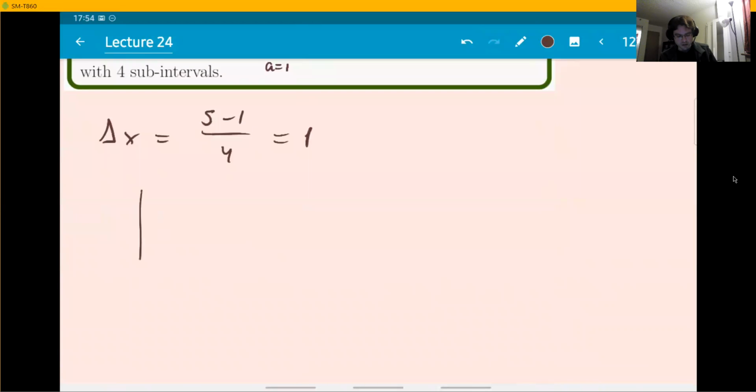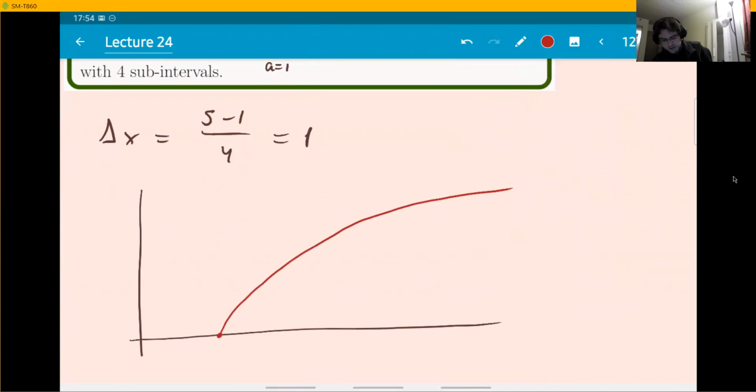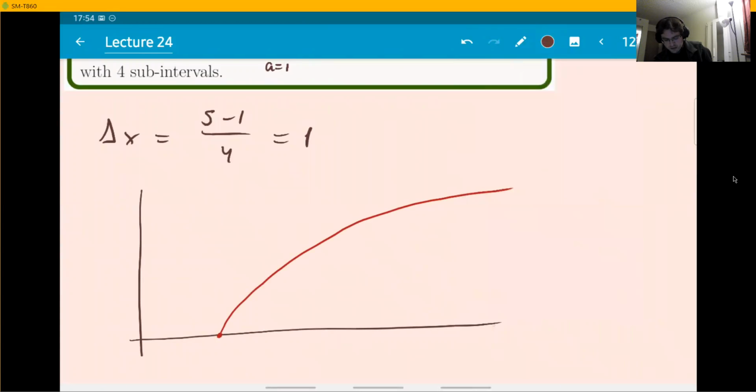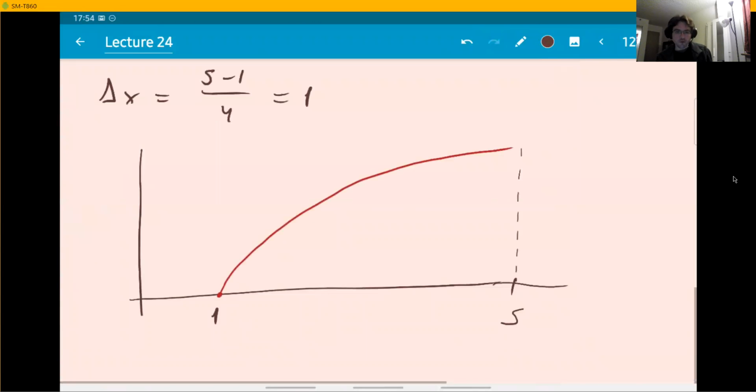So what you are doing is, here is the graph of the function, ln x. You know that ln of 1 is 0. So you're dividing the interval between 1 and 5 into 4 equal pieces. The length of each piece is going to be 1. So you know that they must be these pieces between 1 and 2, 2 and 3, 3 and 4, 4 and 5.